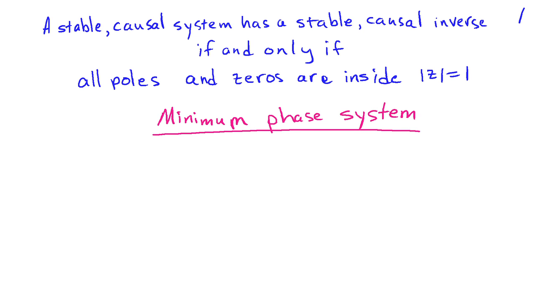Minimum phase and all-pass systems occur naturally in the study of difference equation descriptions for systems using the Z-transform. We know from our analysis of inverse systems that a stable causal system has a stable causal inverse if and only if all the poles and zeros of the system lie inside the unit circle. Well, this is what we call a minimum phase system. It's a system that has all its poles and zeros inside the unit circle.